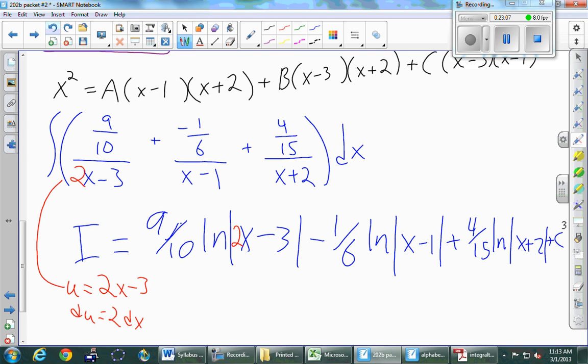I just put it in there to highlight that it's not always a simple just stick an ln and that's it. Because this answer actually would have been exactly what Nikki had predicted. You'd have to take that 9/10 and divide it by the 2 that pops out of the du. So it would be a 9/20.